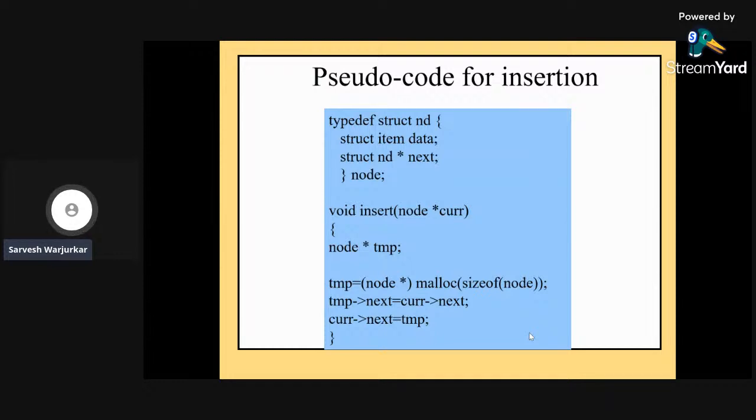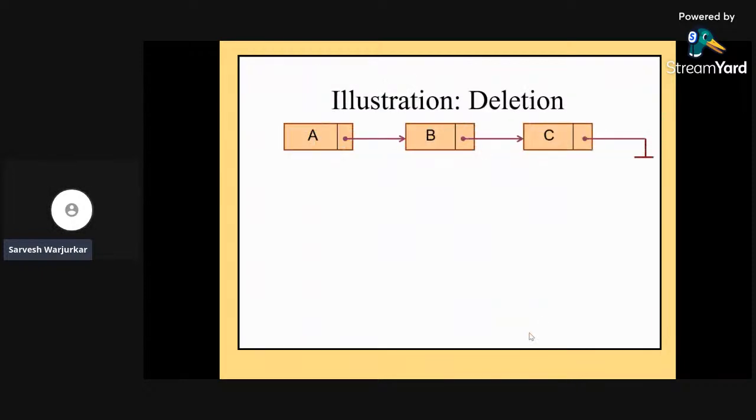Temporary is equal to the next, current is greater than next, of course, and then we can change the address of the next location. Same thing we can do with the delete also.